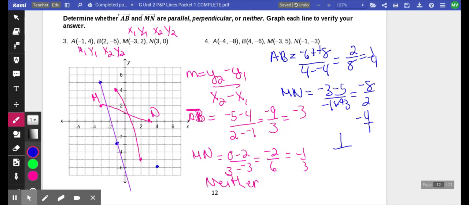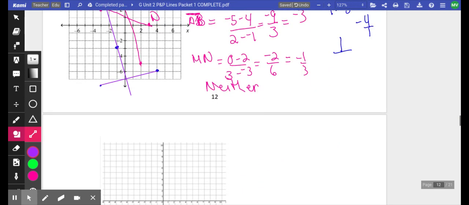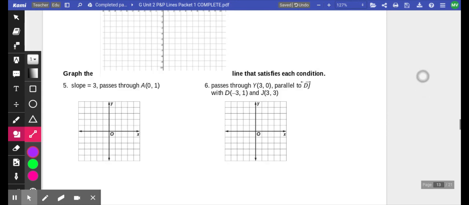That top point, it's -4, -8. And those two cross to form a right angle. So they are indeed perpendicular. Oops, there was our other graph.